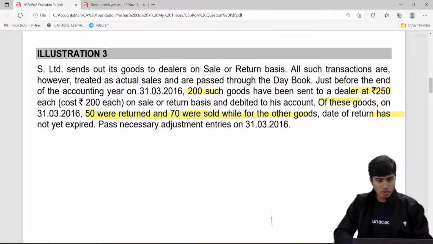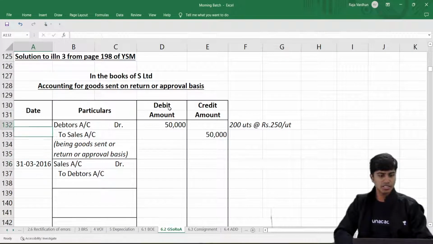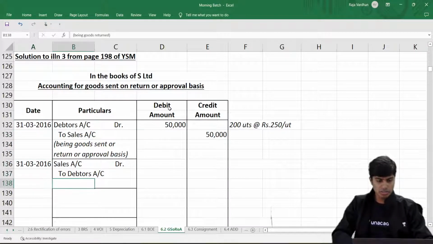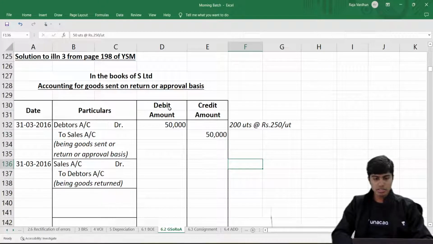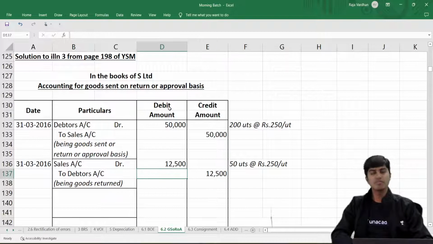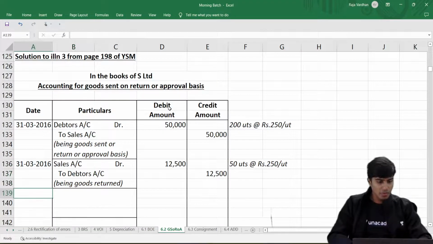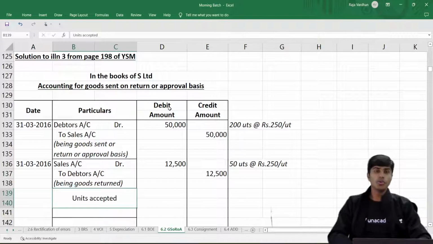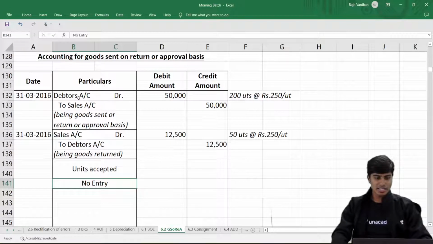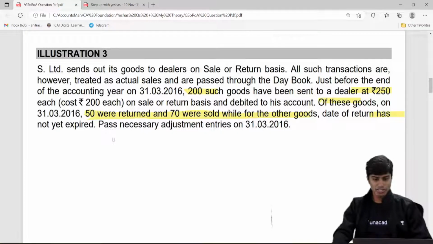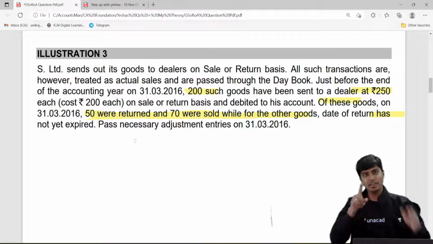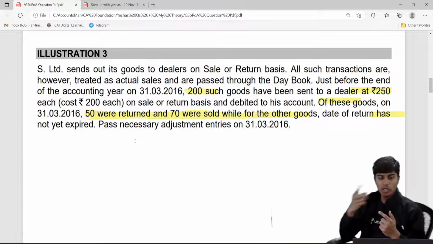This is happening on 31st of March 2016, around the same date. 50 boxes being returned. 50 units into 250 per unit would come to 12,500. For the 70 boxes which are accepted, we will not write any entry. For units accepted, no entry. Why? It is already recorded as sales in the first place. So 50 returned, 70 accepted, 120 over.